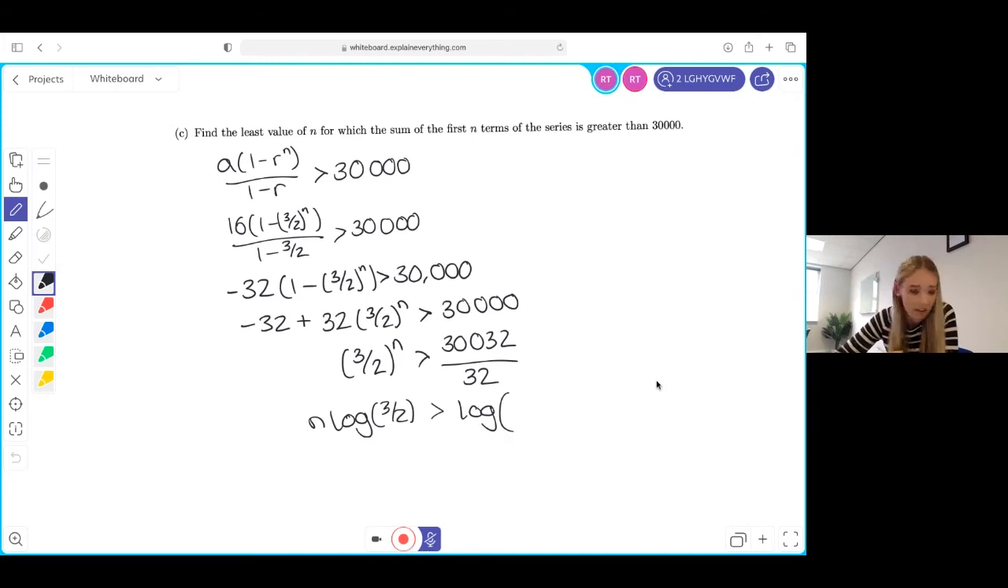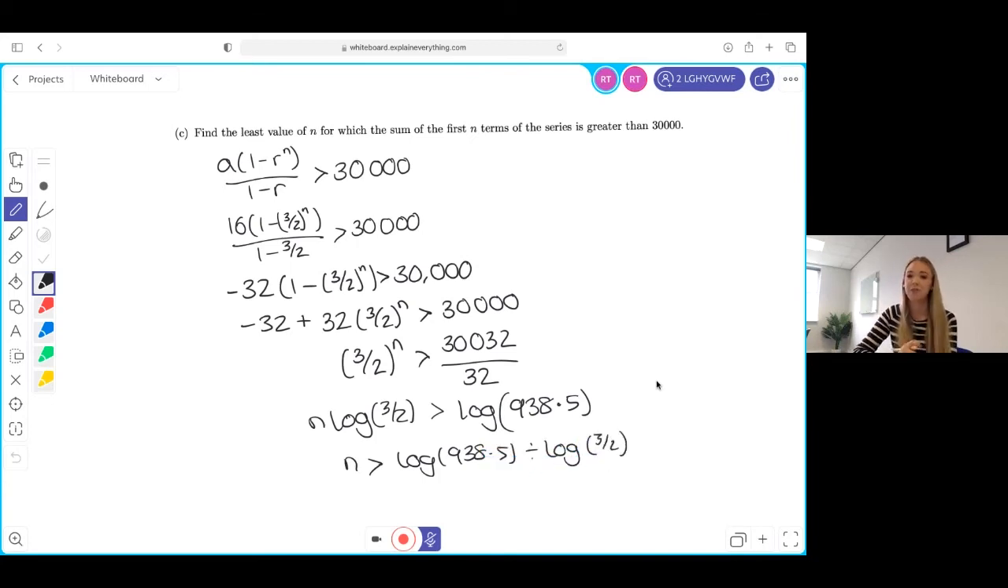And then log on the other side, 30,032 divided by 32 is, I think, 938.5. And then we can just rearrange it for n. So as long as you put these in both either to the same base in the logs or just use your natural log, this will always work. And from that, you should get about 16.88, somewhere around there.